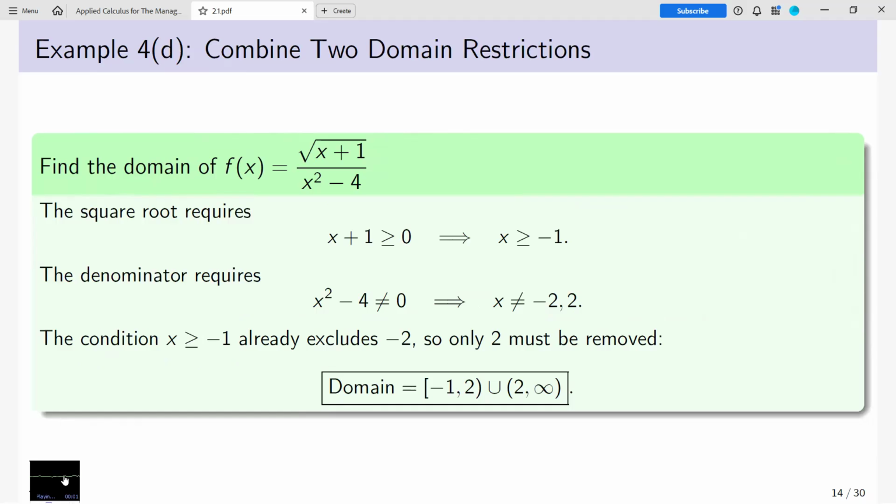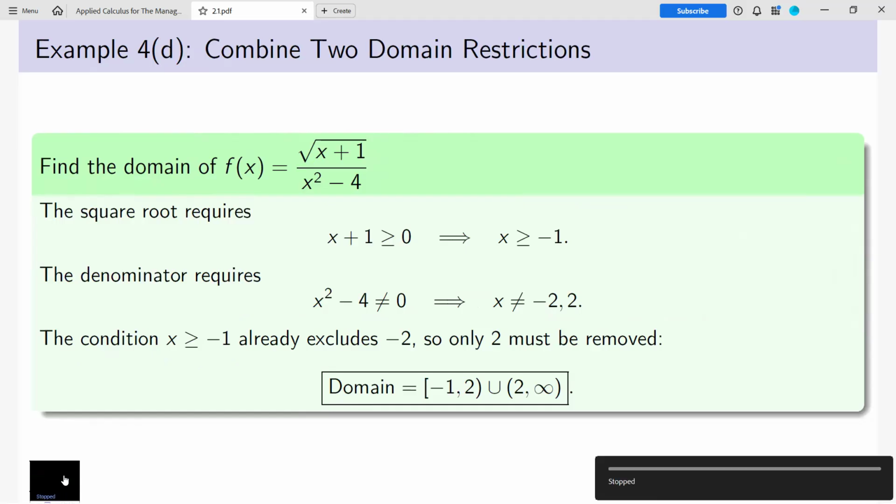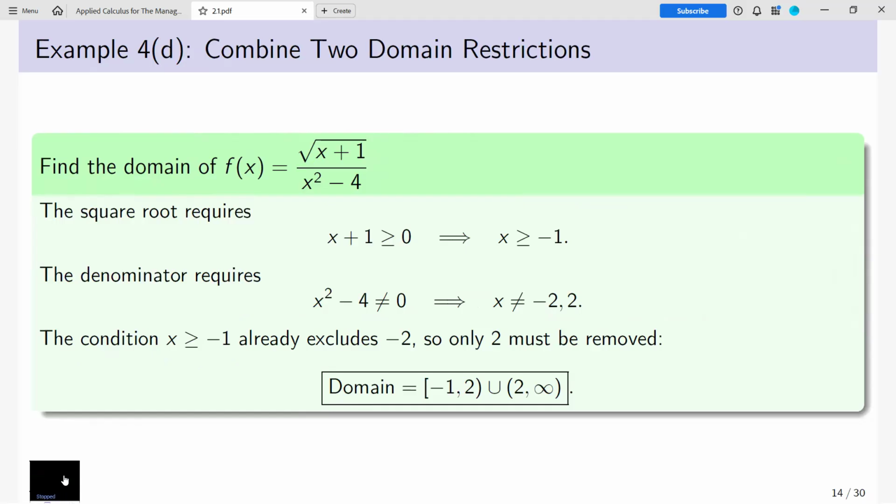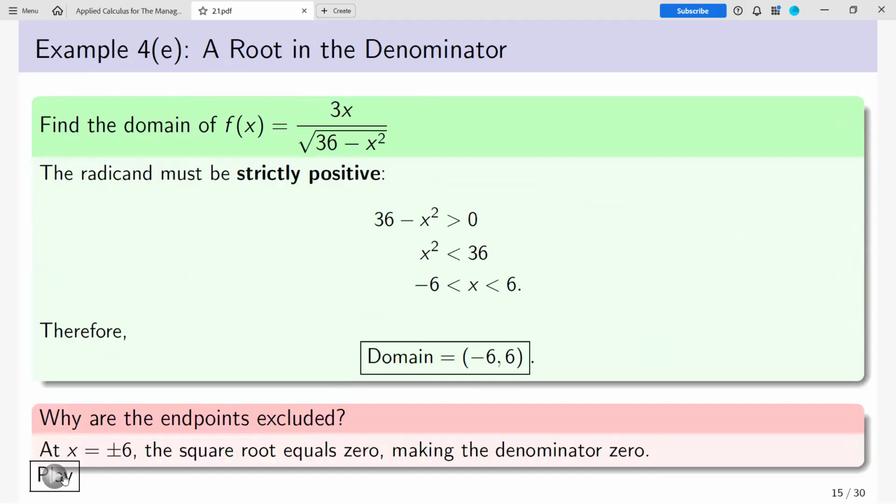This formula has both a square root and a denominator. The root requires x to be at least negative 1. The denominator excludes negative 2 and 2, but negative 2 is already outside the permitted interval. Because the square root is in the denominator, 36 minus x squared must be strictly positive. Solving gives x between negative 6 and 6, with both endpoints excluded.